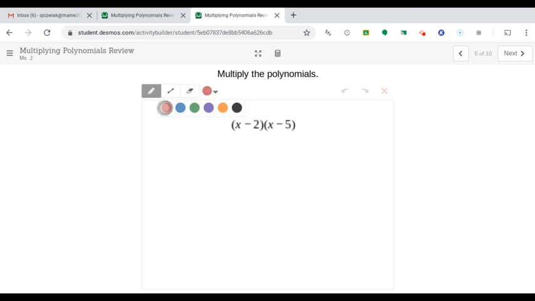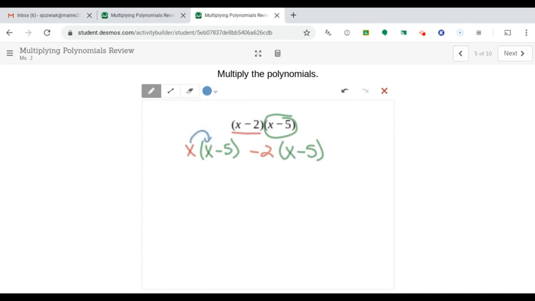And I'm going to do that again. So here's my first binomial, x minus 2. And with my second binomial, I'm going to take it and write it twice. X minus 5, x minus 5. And now I just have to distribute like normal. So x times x is x squared. X times -5 is -5x, minus 2x. And careful here, this is a positive 10. And then we can combine those like terms. So x squared minus 7x plus 10.